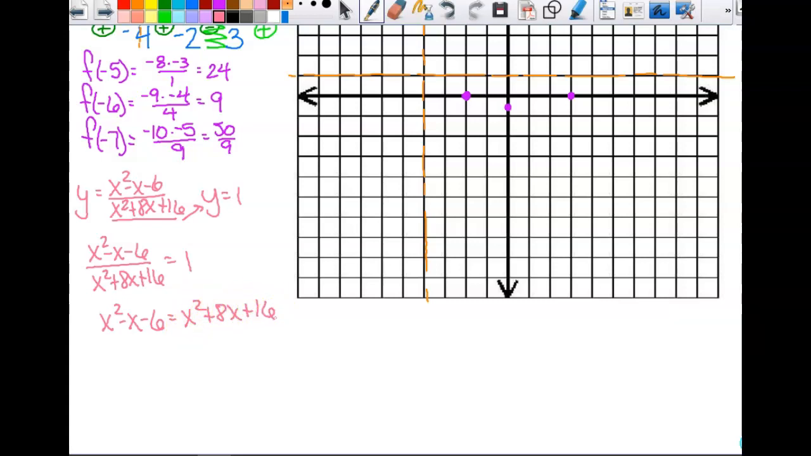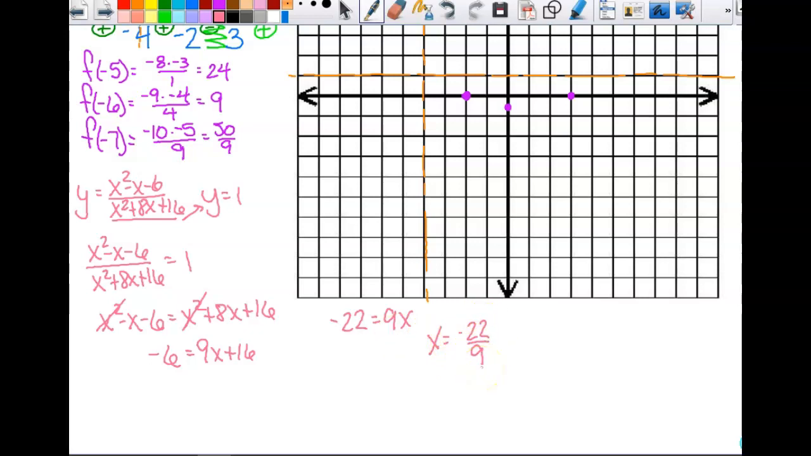Everybody understand where anything's coming from? We're just solving at this point. So then here, I would subtract x squared from both sides, and those just zero out. That's nice. It's not a quadratic anymore. Then I'll take this negative x and I'll add it over here. So I get -6 equals 9x plus 16. I can subtract 16 from both sides, so I get -22 equals 9x. So x equals -22 over 9.